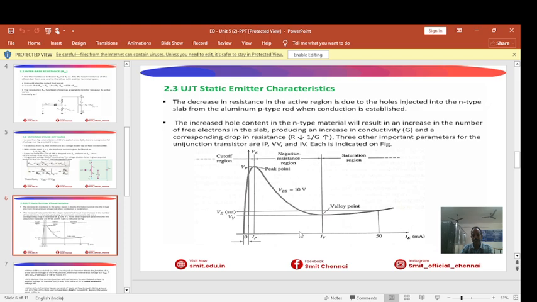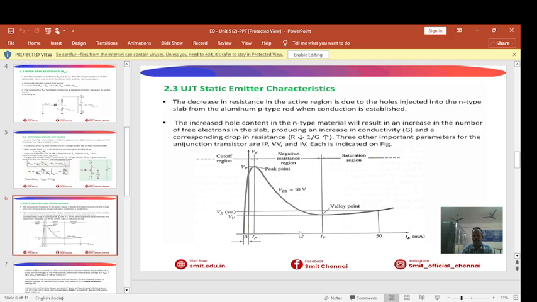Then coming to the characteristics, or the working of the UJT, the characteristics have three important regions. One is called the cutoff region, the next is the negative resistance region, and the third is the saturation region. On the x-axis we have the emitter current and on the y-axis the emitter voltage. Initially, if B2 is positive with respect to B1, the emitter junction is reverse biased and no emitter current flows. As VE increases, the emitter PN junction remains off until VE reaches the peak voltage.